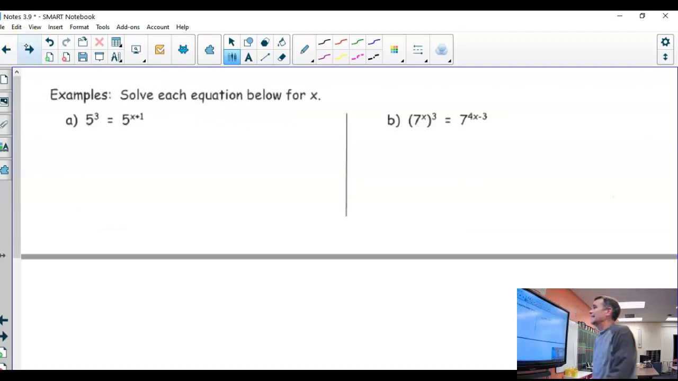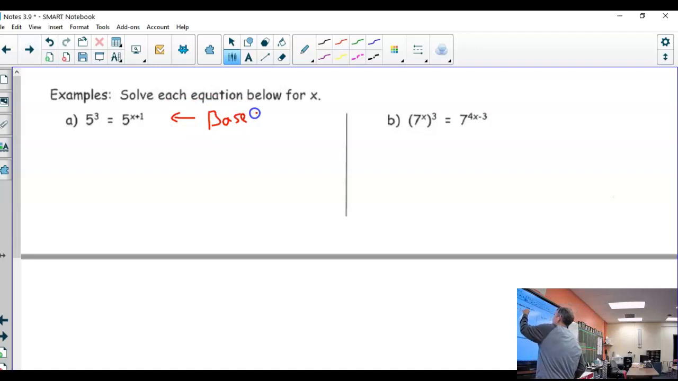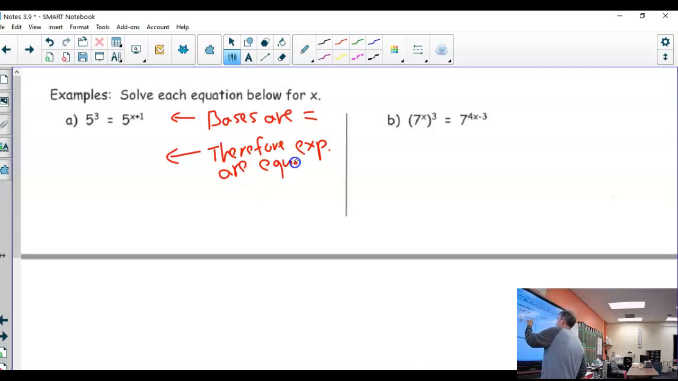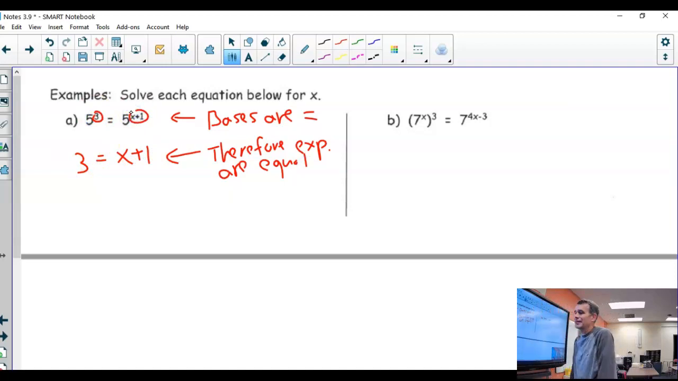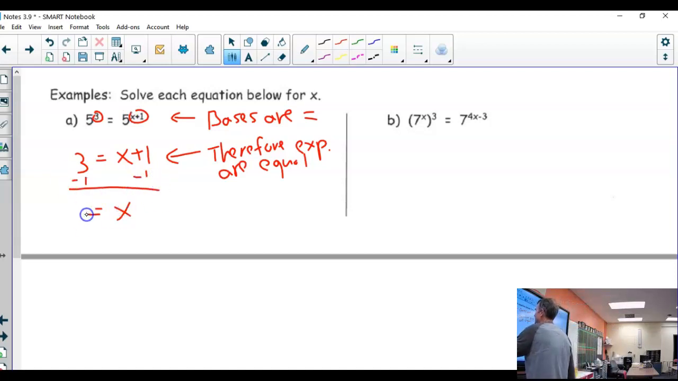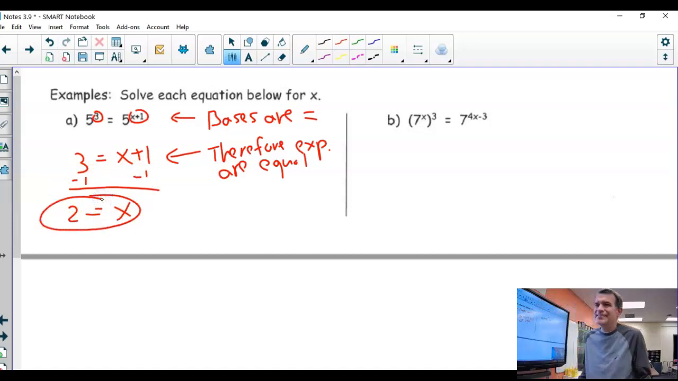All right, so this first one is the easiest. The bases are already the same, right? I wrote that down. Bases are equal. And because the bases are equal, therefore, exponents are equal. And I can just go ahead and say 3 equals x plus 1. I can say the exponents are equal when the bases are equal, and I can go ahead and solve for x. And I would subtract 1 from both sides, right? And I'd get x equals 2. All right, that was the easiest.